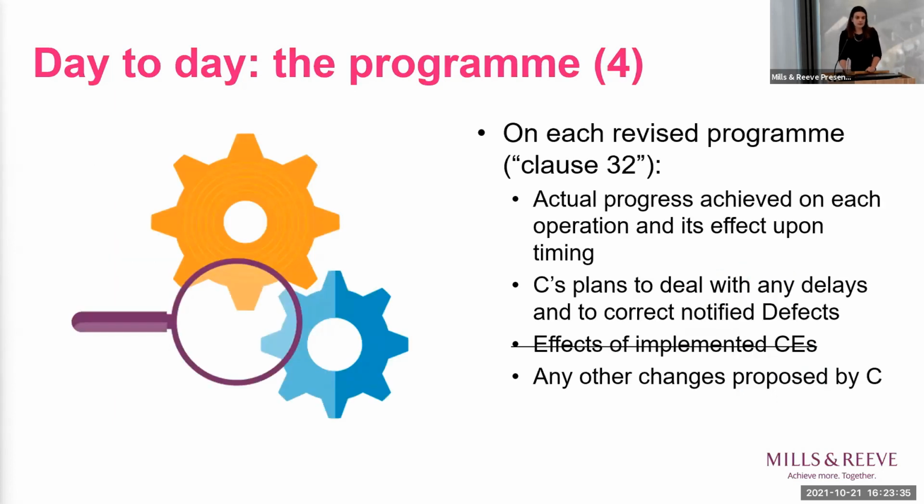Clause 32 deals with revising programmes, and they will be revised regularly throughout the contract in accordance with the contract data. So you would update each of that long list of things that has to be included on the programmes for these things listed on this slide: actual progress, plans to deal with delays, and other changes proposed by the contractor. One interesting change from the NEC3 is that the effect of implemented compensation events has been removed from this clause, and it shouldn't be included in the programme.